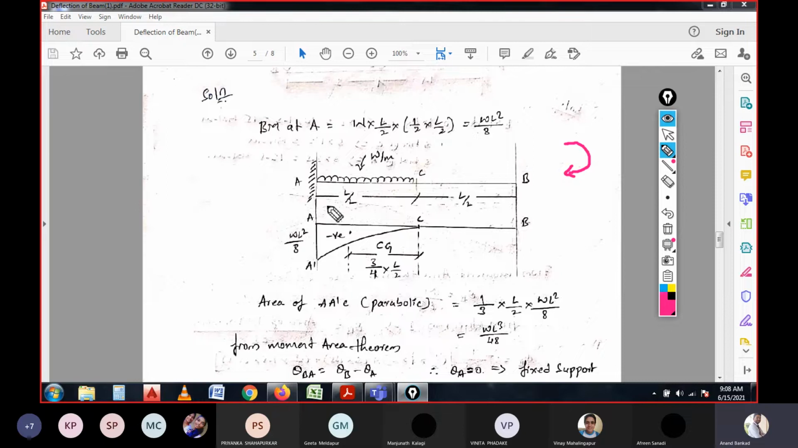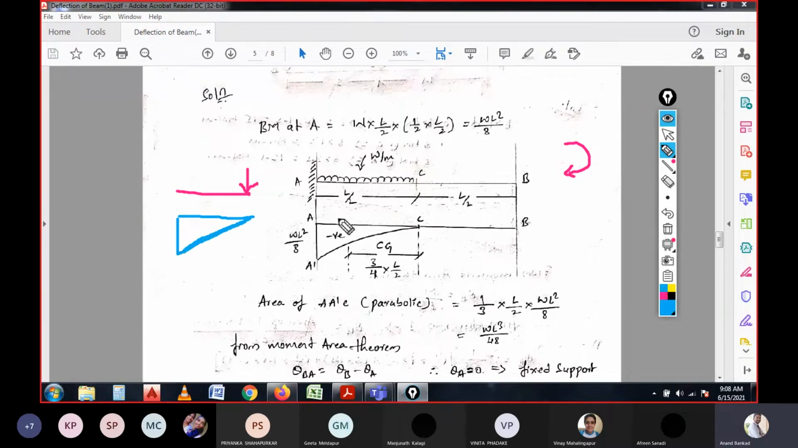If it is a point load, then it will be a straight line. Say it is like this. If the load is acting like this and you draw a BMD diagram for the load, it will be like this, the span, and it is a straight line, right?